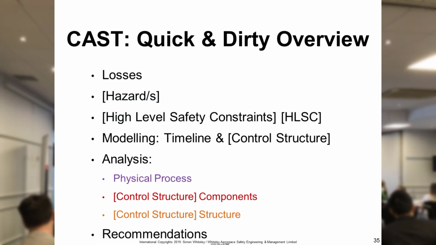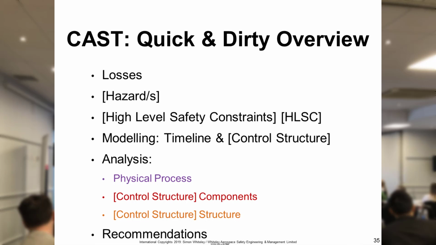Now, if you want the CAST accident analysis on one page, that's essentially it. So the first thing you do is you define your losses, or accident, you know, what's happened. Then you define the hazards, what are the hazards associated with those losses. Then you define what are called high-level safety constraints, and they are the requirements or constraints that are required to be enforced by the control structure to ensure that the hazards either are not released, or if they are, you can appropriately respond. Then you do some modelling, timeline, create your normal timeline. Then you can create the control structure model, and then the last part is your analysis of that model.